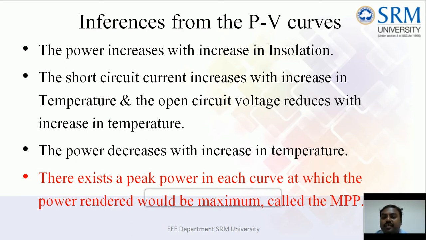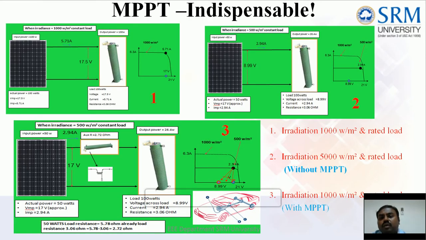That is called as MPPT, maximum power point tracking. So MPPT is an indispensable component in any photovoltaic system to make sure that the PV renders whatever maximum power available at a given point of time. Otherwise, if you do not have an MPPT system, probably we may end up in derating the PV power whatever you are having. Let me explain a case study to show why MPPT is an indispensable component.